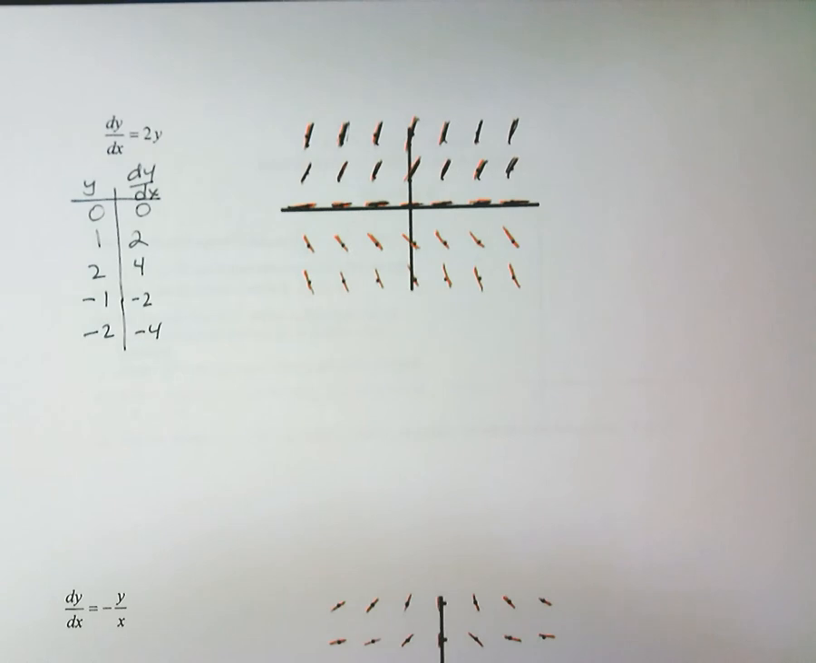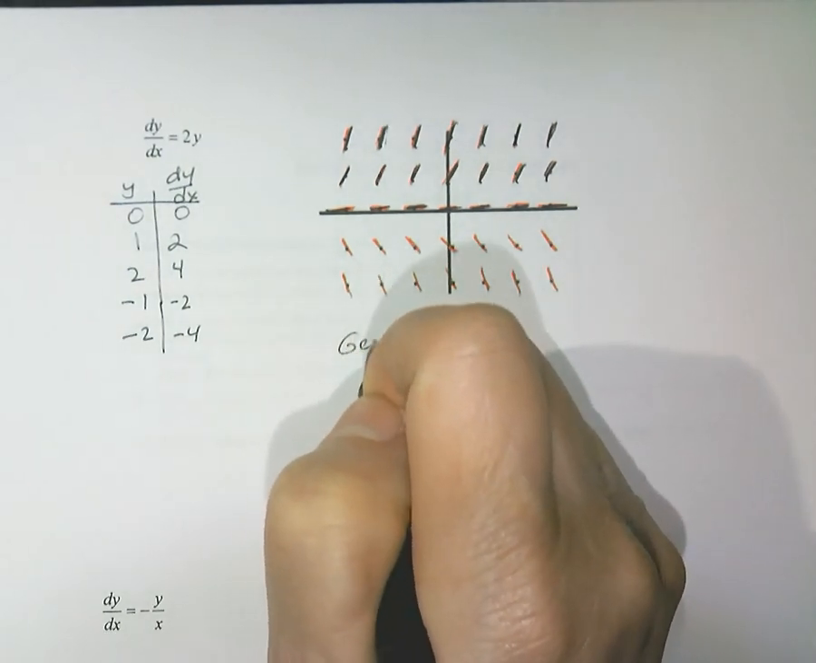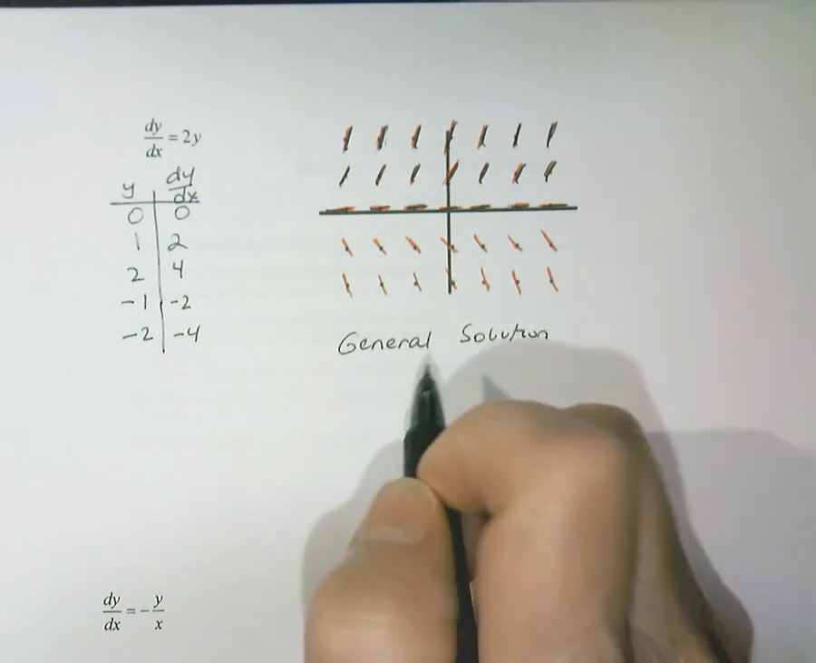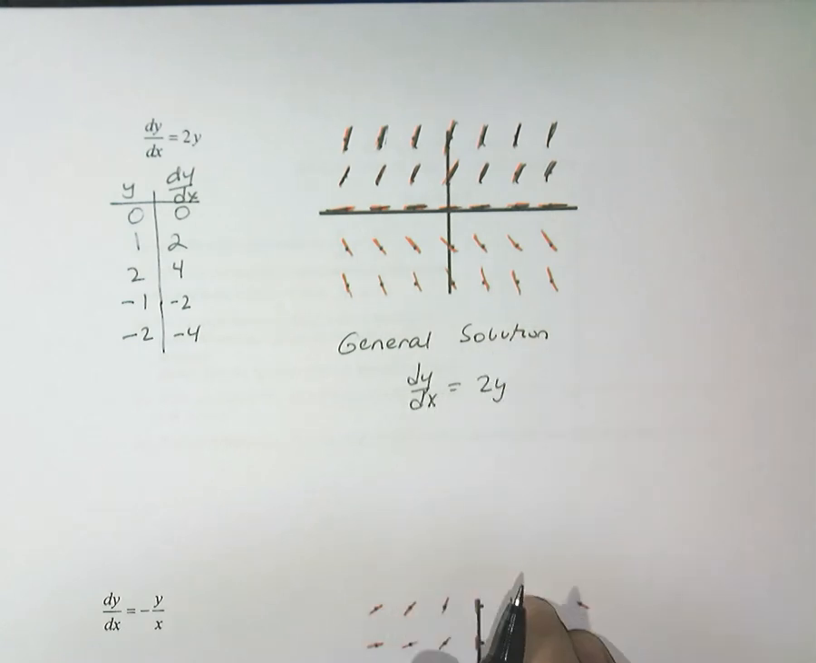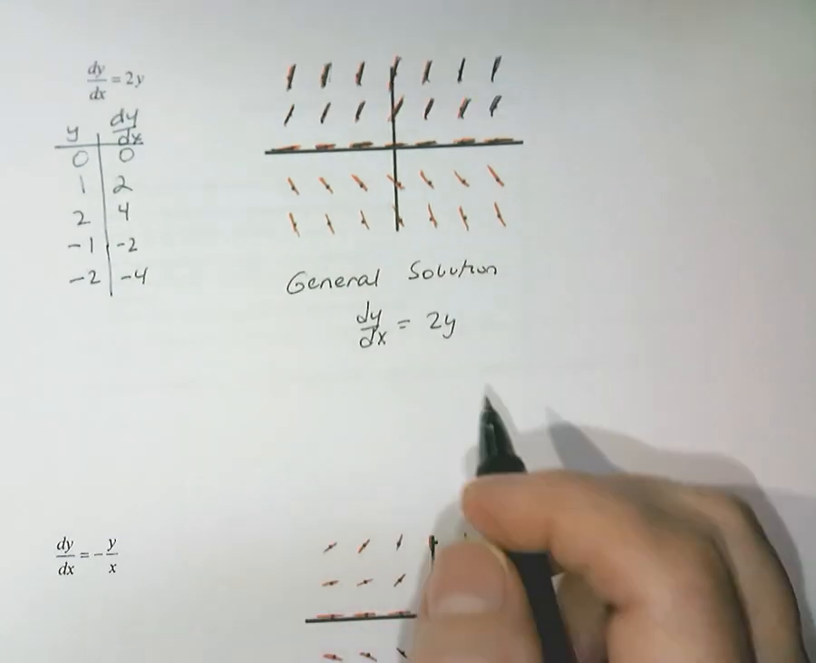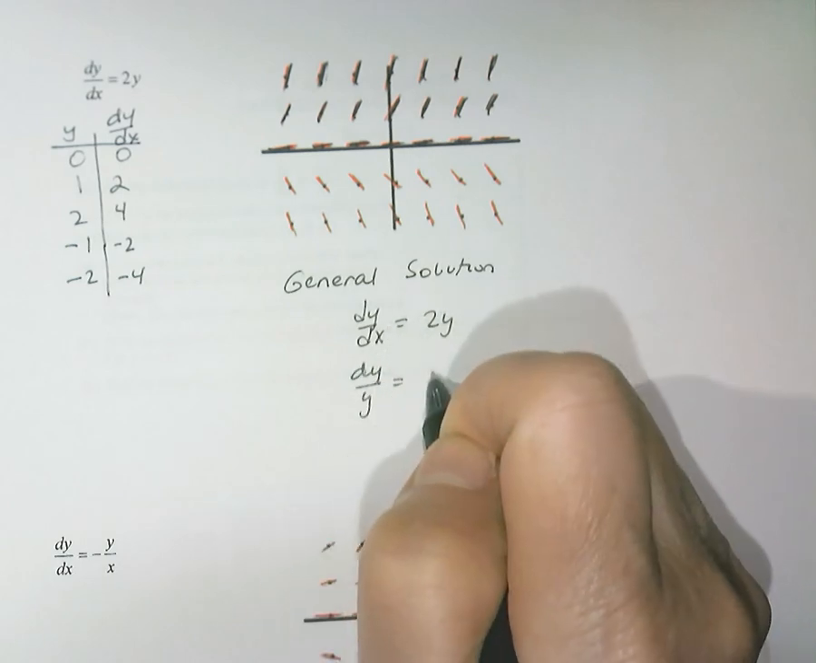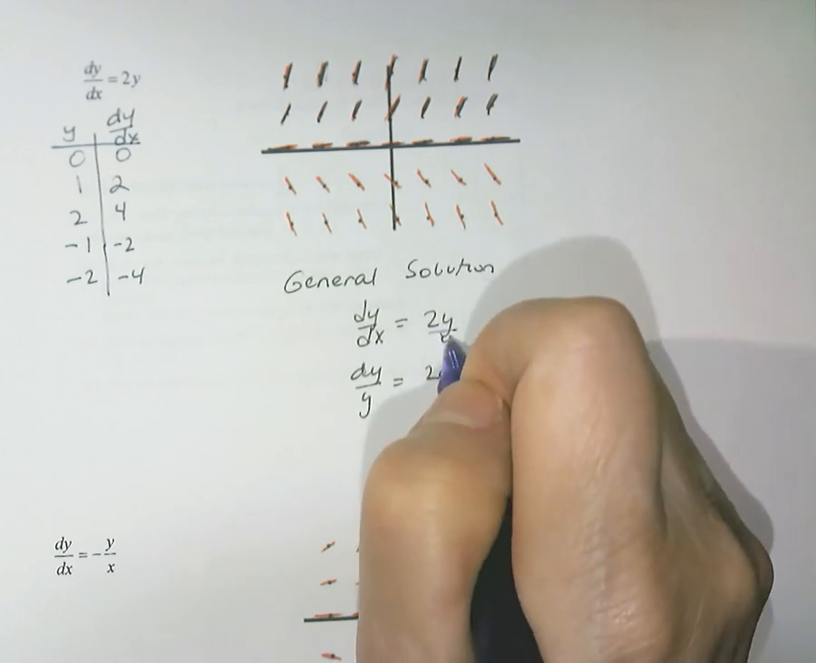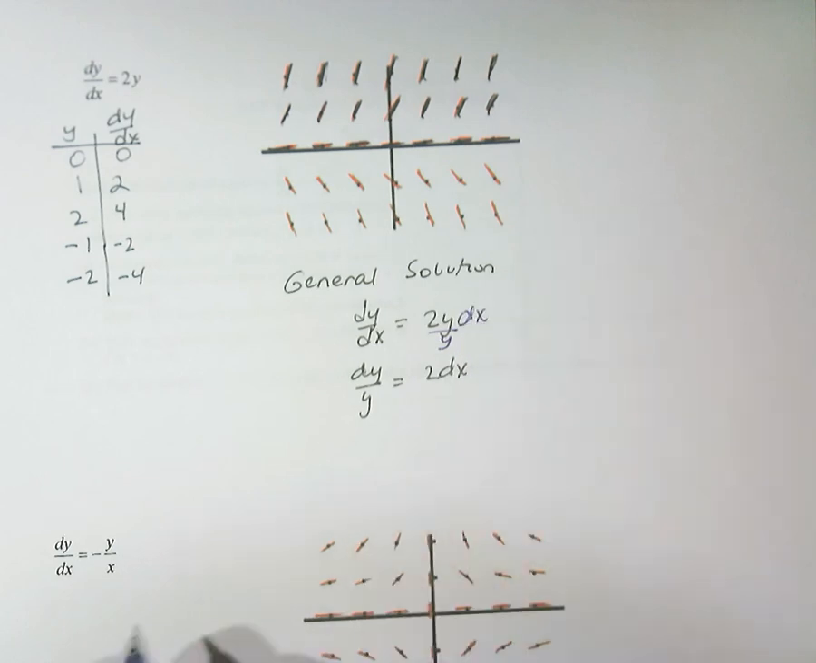Well, actually, I want to go back. I wanted to show you something here. If I want to find the general solution, I would take dy dx equals 2y. I would separate this out. So I'd have dy divided by y equals 2dx. So I'm just going to divide by y and multiply by dx.